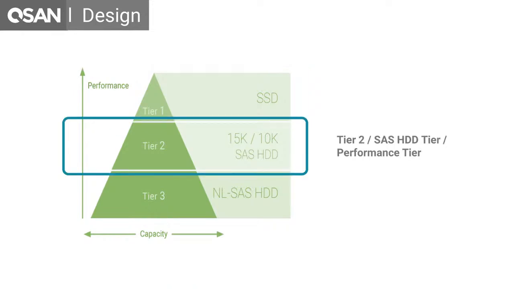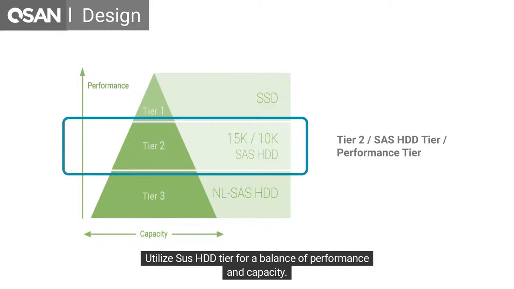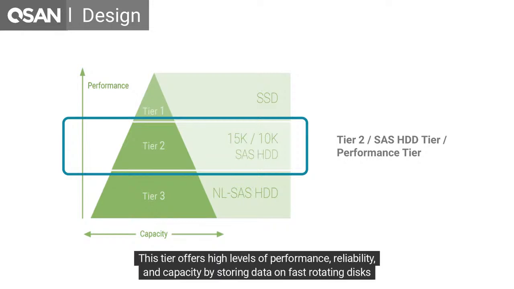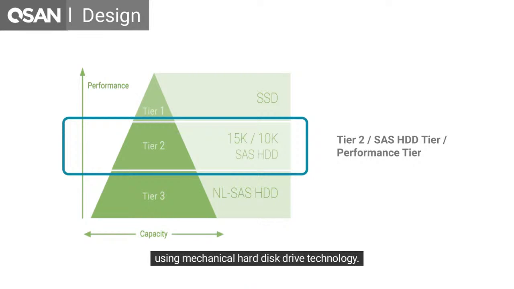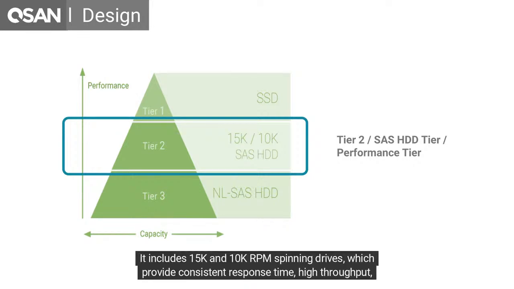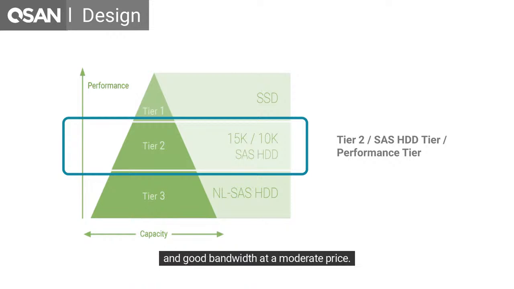Tier 2. Utilize SUS HDD tier for a balance of performance and capacity. This tier offers high levels of performance, reliability, and capacity by storing data on fast rotating disks using mechanical hard disk drive technology. It includes 15K and 10K RPM spinning drives, which provide consistent response time, high throughput, and good bandwidth at a moderate price.